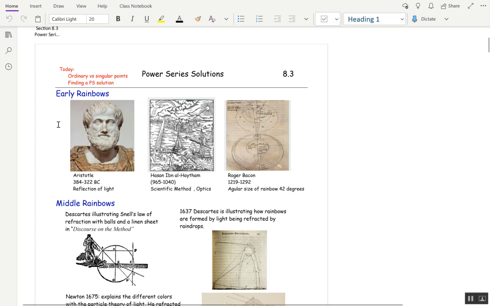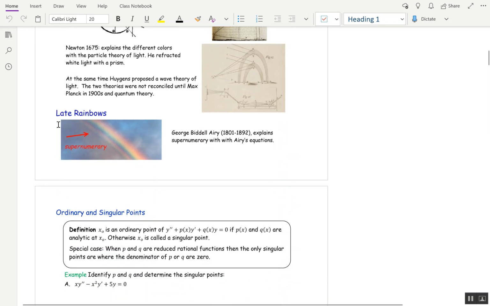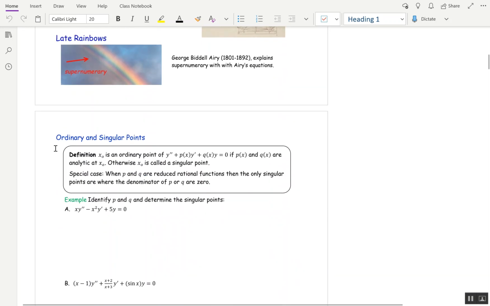I'm going to do this video in 3 parts. Well, I'm going to do this section with 3 videos, 1 power series example per video because the examples are so long. To that end, I'm going to skip over this first page, which is some fluff that I would talk about if we were in class, and move on to the definition of an ordinary point versus a singular point.